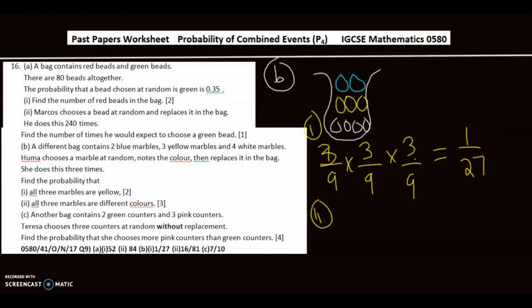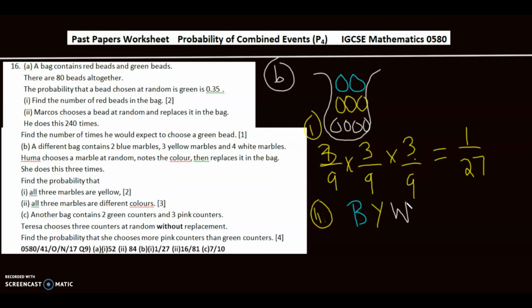Okay, B part 2, all 3 marbles are different colors. That means the first can be, let's say, blue, the second one can be yellow, and the third one can be white. So this is one case. There are multiple such combinations, like this is the first combination, the second combination can be yellow, blue, white, the third combination can be yellow, white, blue.